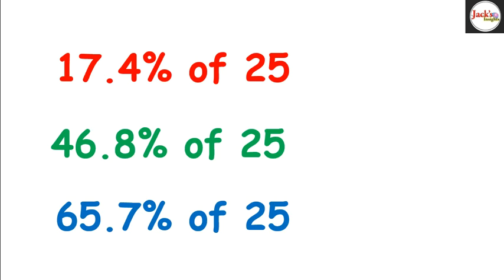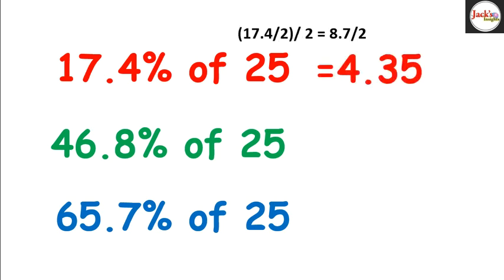So what is half of 17.4? Half of 17.4: half of 17 is 8.5, and half of 0.4 is 0.2. So you have 8.5 and 0.2, so 8.7. Now get the half of 8.7, which is half of 8 is 4.